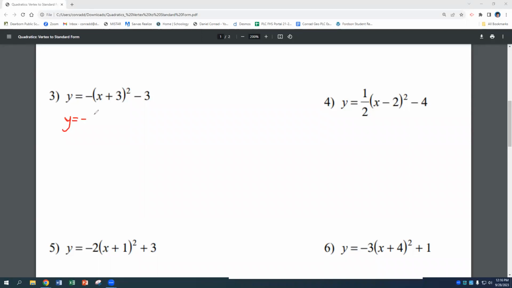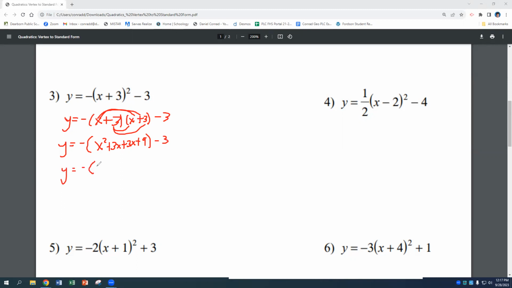Y equals, we have a negative, and then we're going to do x plus 3 times x plus 3, and then minus 3. So I'm going to keep my negative out front here, but I'm going to keep my parenthesis here. X times x is going to be x squared. X times 3 is going to be 3x. 3 times x is going to be plus 3x. And then 3 times 3 is going to be 9. Then I have my -3 on the outside. So the difference here, since a is not a positive one, I want to make sure I keep all of this in parentheses. Okay, I'm going to simplify what's in my parentheses.